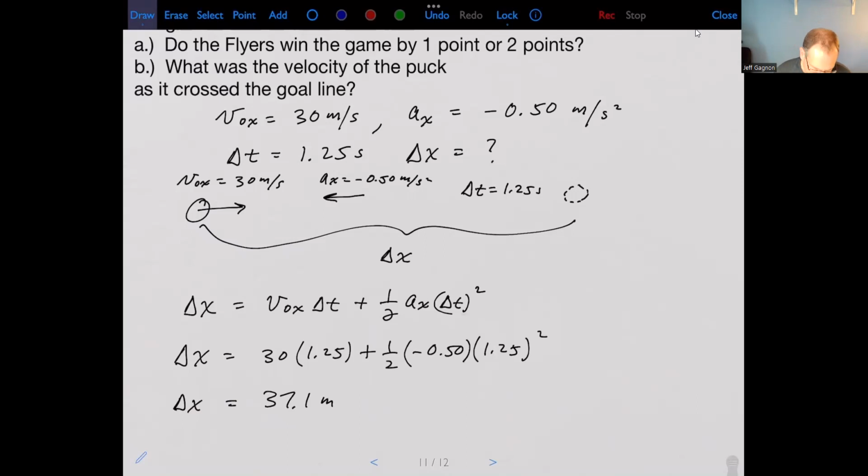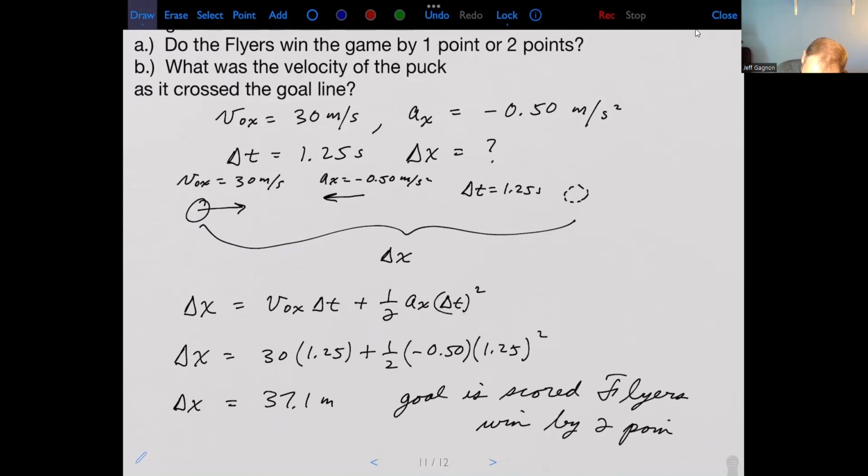So since the puck went further than the edge of the goal, right, which was 37 meters, then the Flyers did score, right? So the Flyers will win by 2. Goal is scored. Flyers win by 2 points. Okay, so we had to see that this is greater than the distance that the puck was away from the front edge of the goal. And that's true, so they must have scored.